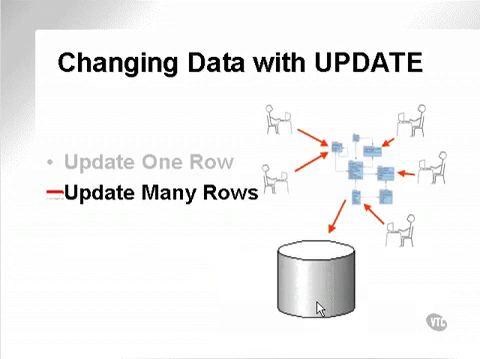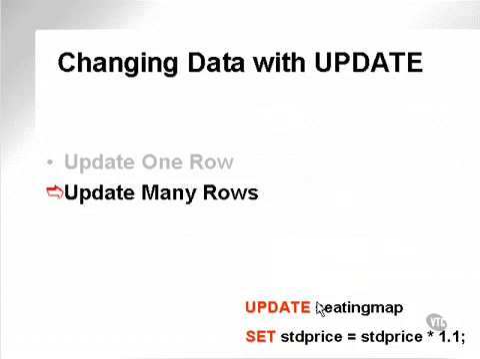The second type of update statement changes many rows at the same time. Here's an example of an update statement changing many rows. This update statement will actually change all the rows in the seating map table because there is no filtering where clause. It will change the standard price of all rows in the seating map table and multiply them by 1.1. The standard price in this case is being raised by 10%.